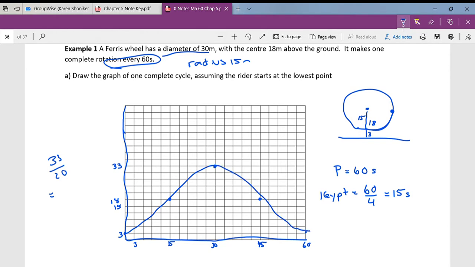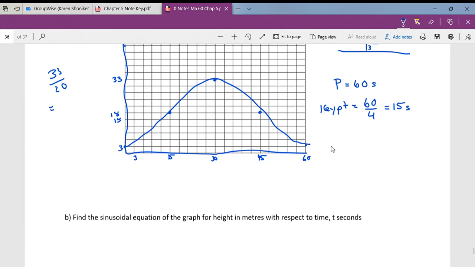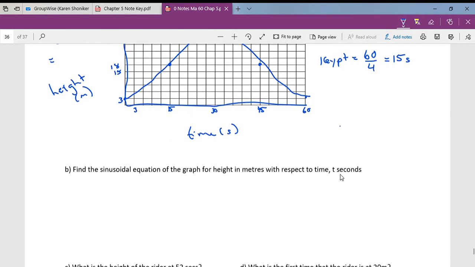Okay, so now that we've got a picture of what this looks like, what we're going to try to come up with is what the equation is going to look like. So it says find the sinusoidal equation. Oh, and sorry, I could label my axes. This is time in seconds, and this is height in meters.